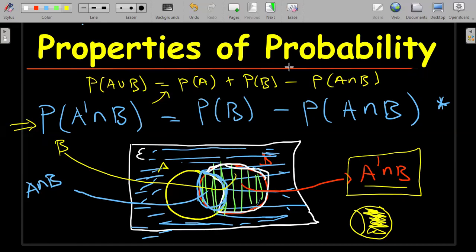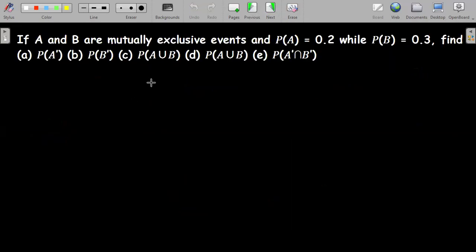Okay, so let's solve the questions together. I have a series of questions here, about 4. We're going to solve them together. This is the first one. They're saying, if A and B are mutually exclusive events, and the probability of A is 0.2, while the probability of B is 0.3, find the probability of A complement intersection B complement. This should be A intersection B, not A union B here.